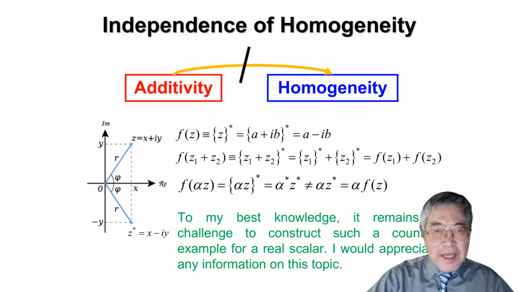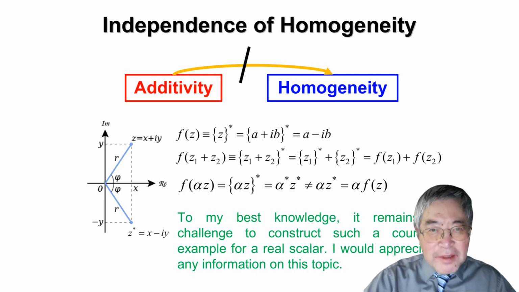Now consider homogeneity. F of alpha z equals the conjugate of alpha z. For a complex scalar alpha, this equals alpha star times z star, which is not the same as alpha times f of z, unless alpha is purely real. So homogeneity fails when the scalar is complex.